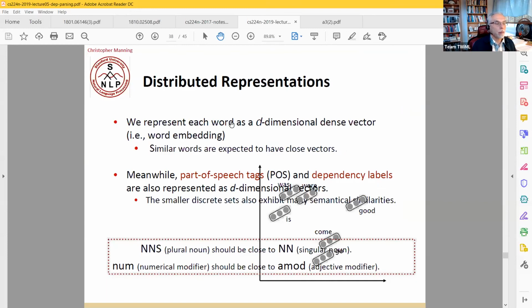Distributed representation. So now they're coming back to word embeddings. Each word is represented as a d-dimensional vector. Part of speech tagging and dependency labels are also embeddings, I guess. So what is a part of speech tag? Well, it's like when you label a word as a noun or an infinitive or a verb or an adjective or an adverb. These are parts of speech. And dependency label, I guess, is the word that it points to. It's where the arrow from that word is pointing to.